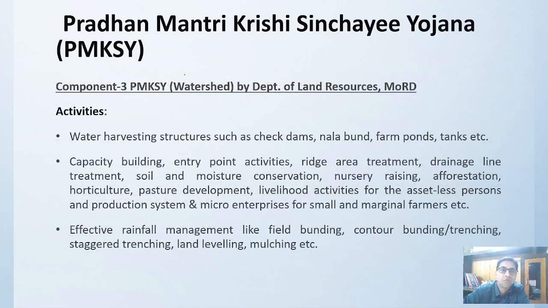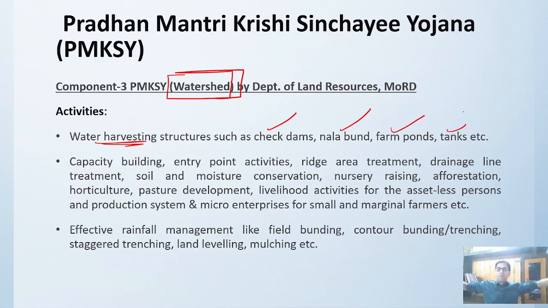Component 3 is watershed development, like water harvesting facilities. You can create check dams, nala bunds, farm ponds and tanks. You have to develop a proper watershed, covering all the catchment areas and all the water sources, collecting the water from wherever it is coming. You can also create entry point activities, because the focus area is soil and moisture conservation. Nursery raising, afforestation activity, horticulture and pasture development can also be done.